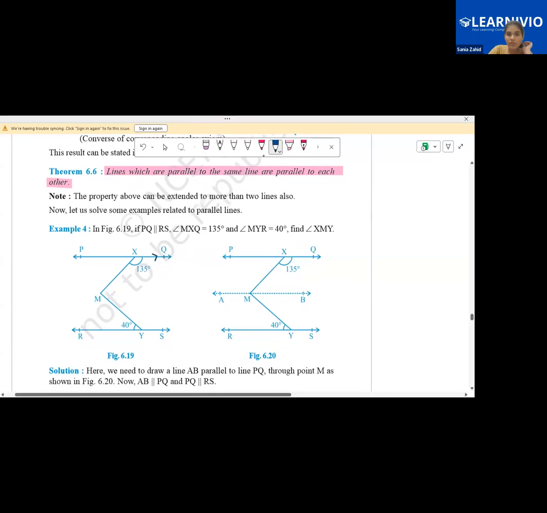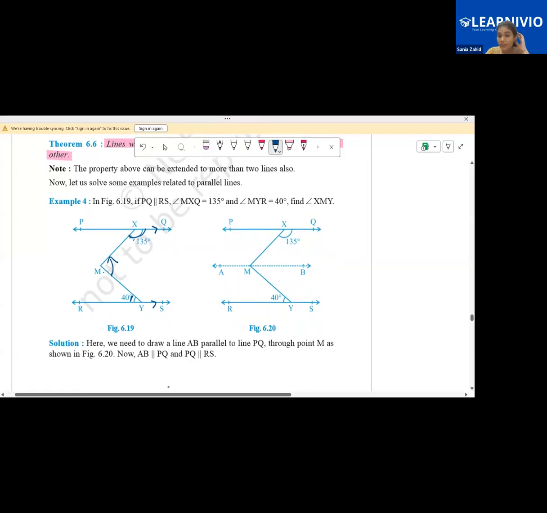So you are saying PQ is parallel to RS and angle MXQ, this angle they're talking about, is 135 degree and MYR, so this angle is 45 degree. Find angle XMY. So which angle are they telling us to find? Oh, XMY, this angle. This whole angle they are telling us to find. Right? So children, now how can we find this angle?